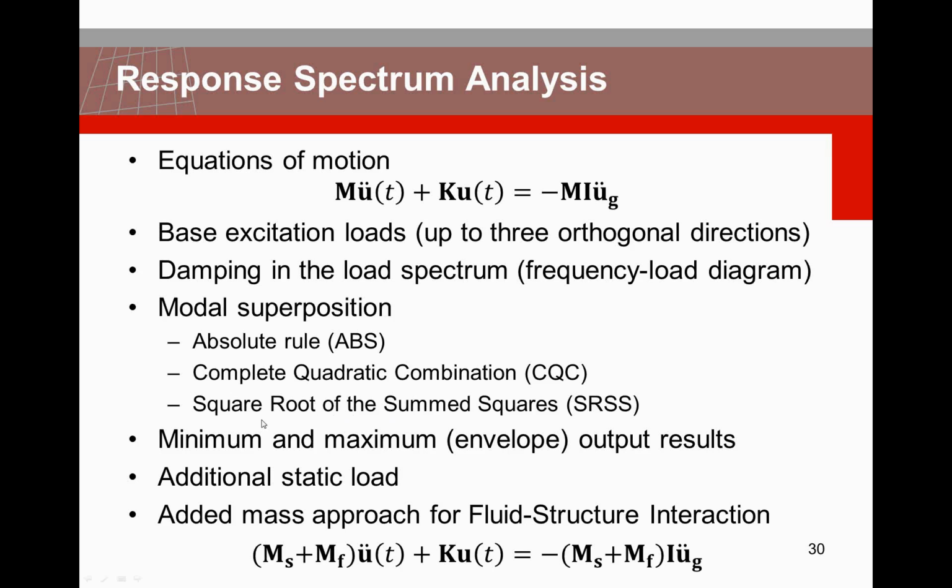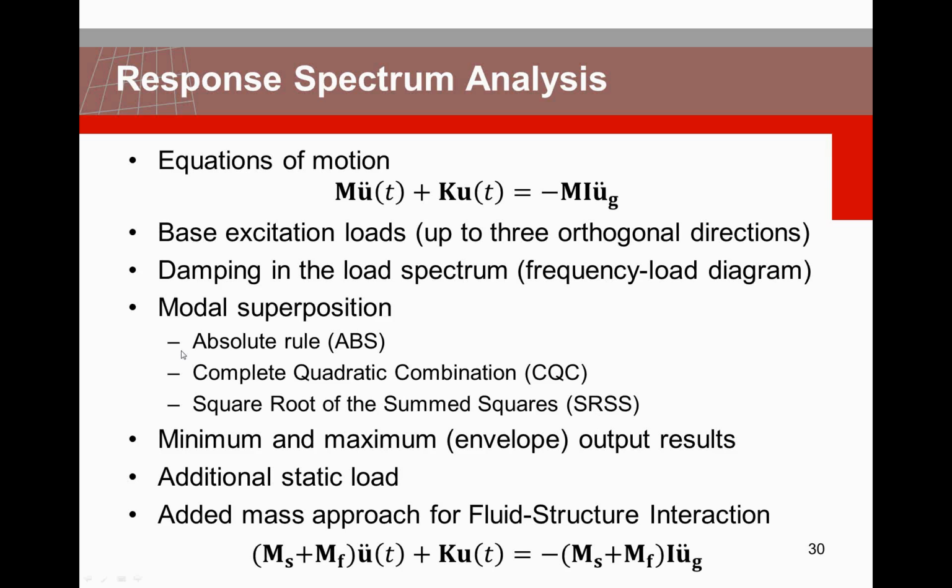People say that is normally too much, because not all modes will occur at the same time, and an alternative is, for instance, the square root of the sum of squares. Again with two modes, one with amplitude 4 and one with amplitude 3, we take the square root of 4 squared plus 3 squared, which is the square root of 25. So the estimated amplitude is not 7 anymore, as in the absolute rule, but becomes the square root of 25, which is 5.